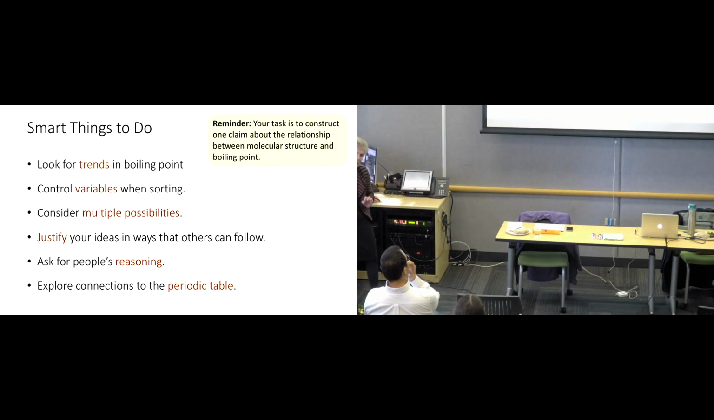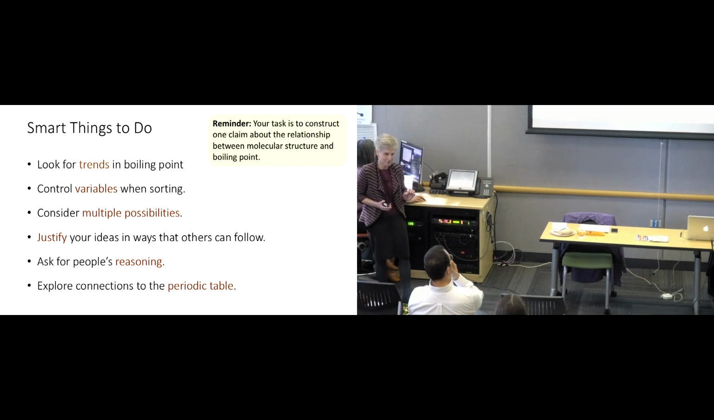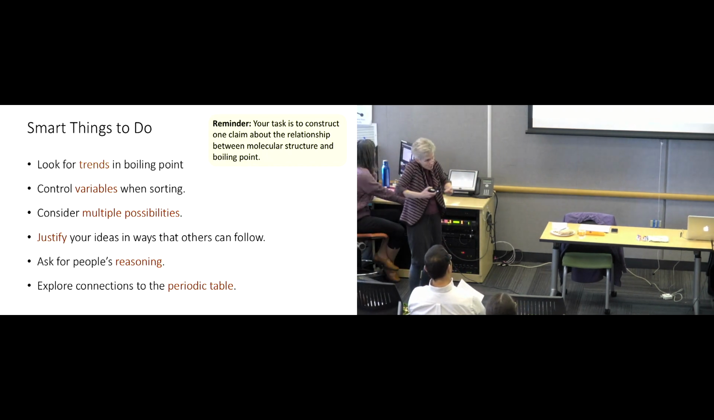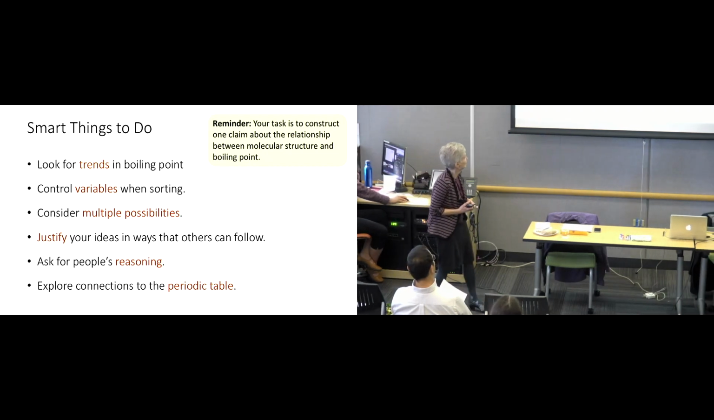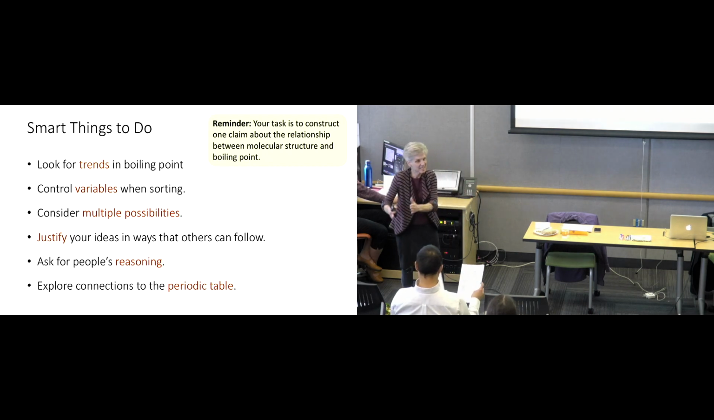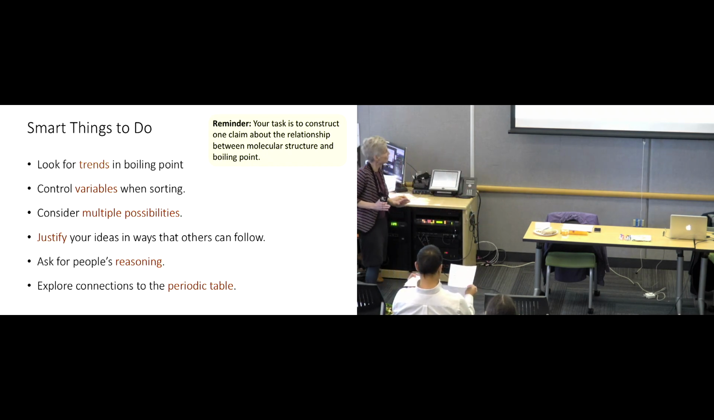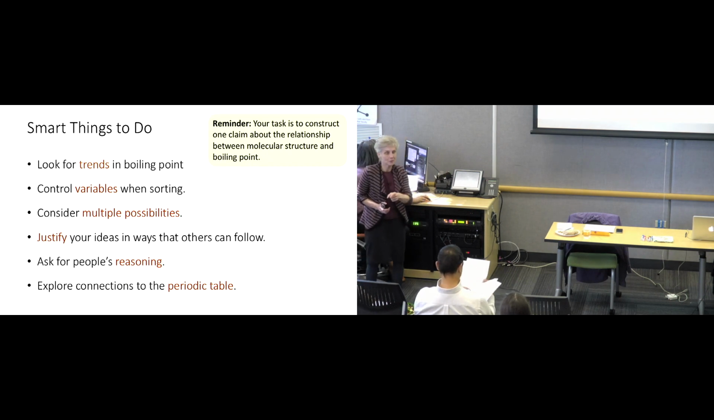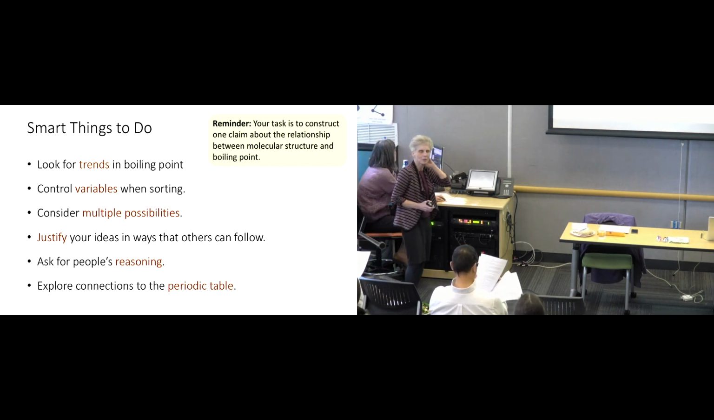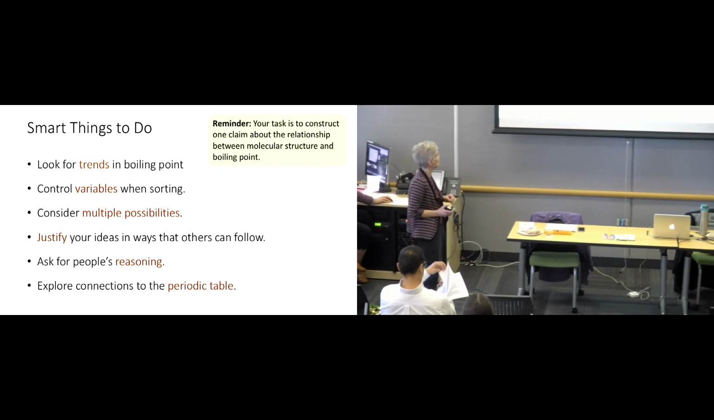Now, some of the smart things that you can do is look for trends in the boiling point. All right, does it get higher, does it get lower? Because it's a measure of how strongly those molecules are attracted to one another. Okay, now, you all learned way back when to control variables, right? But have you ever really done that? And so what you're going to find is that in order to make sense, you're going to have to think about keeping some things so that they stay the same while other things vary. If everything's varying, it's going to be really hard to draw a conclusion. There are multiple possibilities. There's not one answer here. You'll get to one, but the students in class get to quite a number of possibilities.